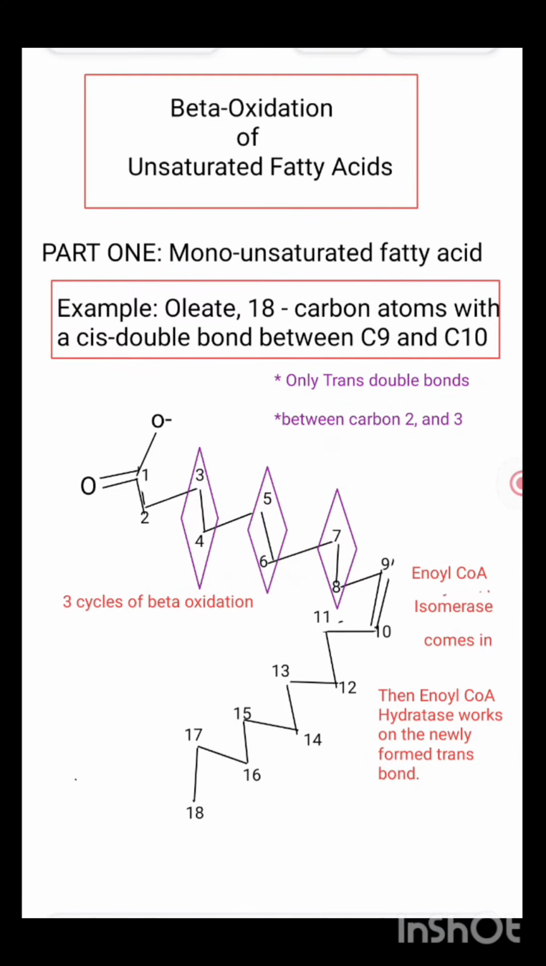So when we quickly look at the structure, we have carbon 1 up to carbon number 18. Before we get to where the cis double bond is, we are going to have 3 cycles of beta oxidation that will occur without trouble. The only problem is when we encounter this challenge, the cis double bond. So before we get here, we have 3 cycles of beta oxidation, which are definitely going to get rid of 6 carbon atoms, 2, 4, 6. So the 3 cycles here indicated will get rid of 6 carbon atoms.